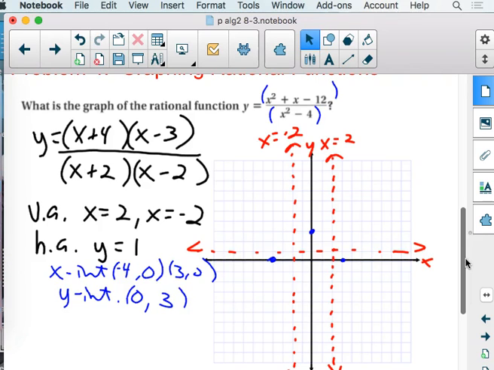I like watching TV. Now, here's the problem with the graphing calculator. It needs to know that everything on the top gets done first, everything on the bottom, and then do the division. If you don't put those parentheses on there, you're not going to get the right graph. So we have to know everything in the numerator goes in parentheses, and everything in the denominator goes in parentheses.